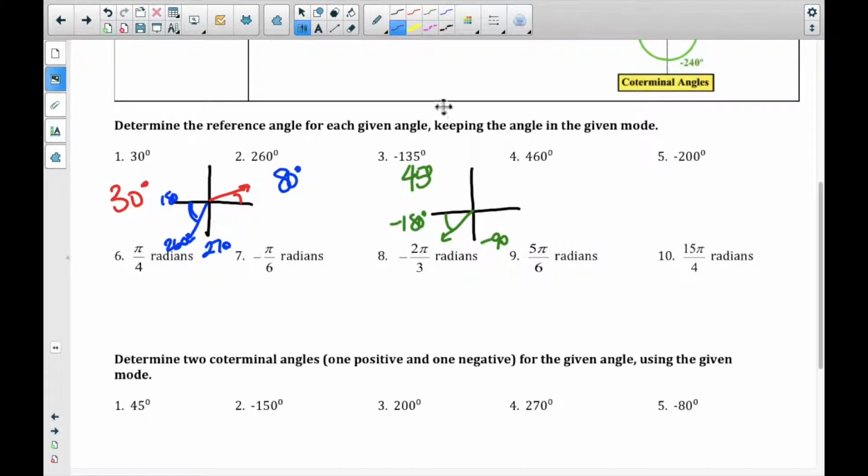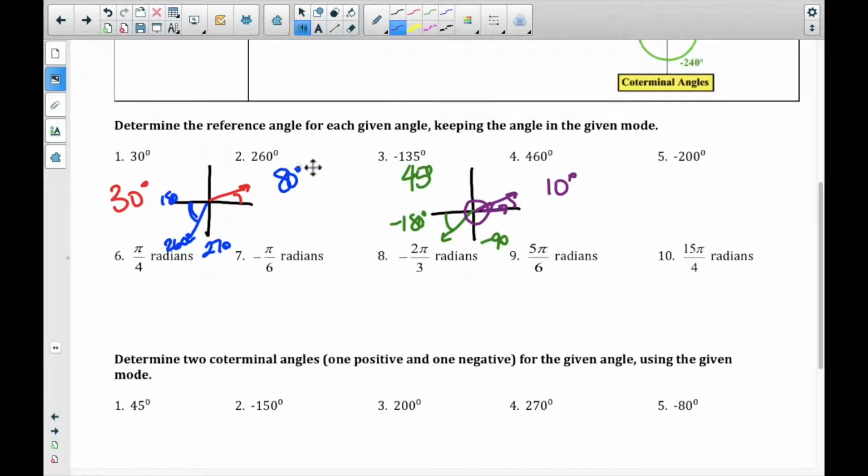460. That means that you started at the initial point, the initial angle, you went all the way around plus 10 more. And so that is 460. The nearest x-axis is 10 degrees.